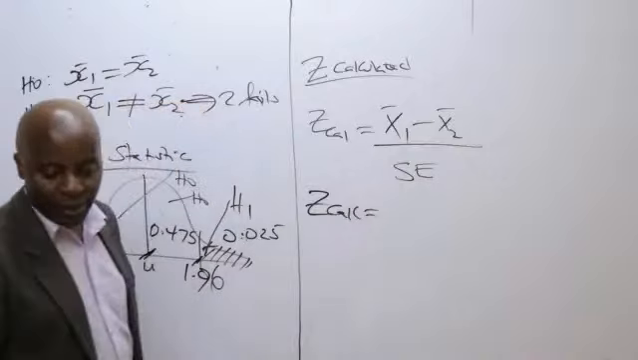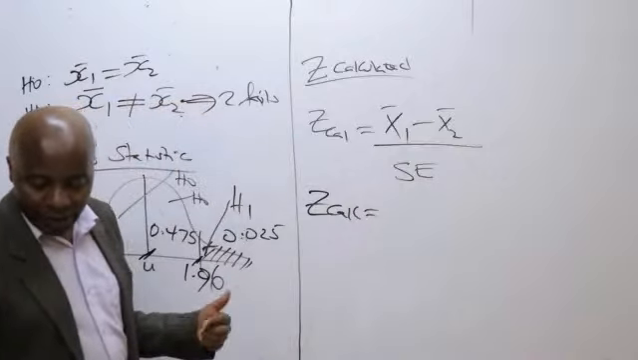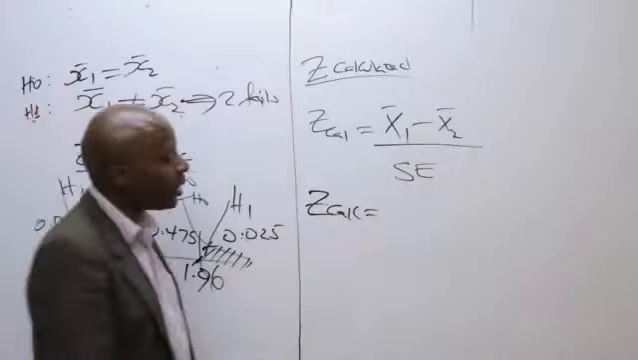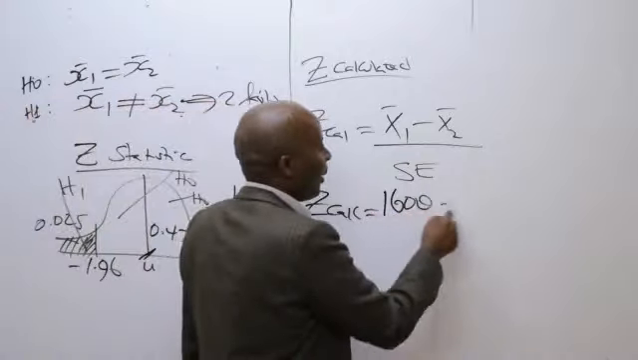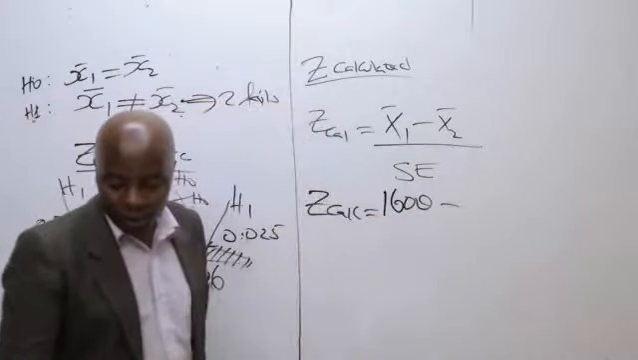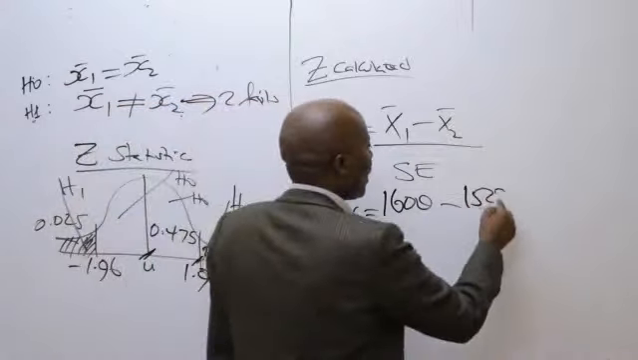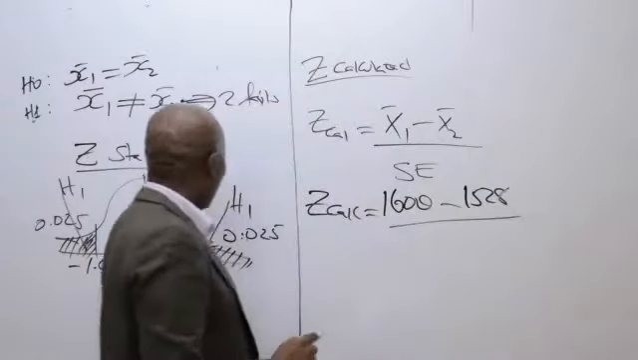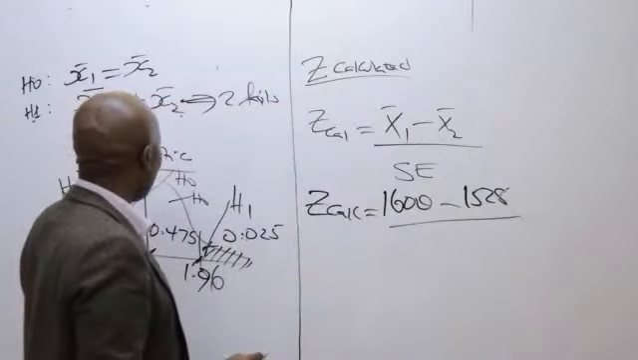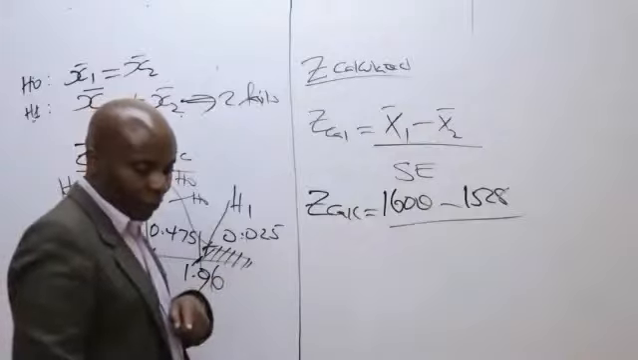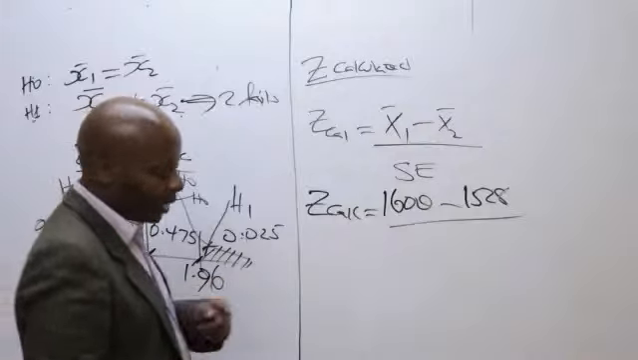X bar 1, the first mean they gave us there for X, is 1600. So I'll talk of 1600 minus X bar 2. X bar 2, what do we have there? 1528. So minus 1528 all over the standard error. The standard error, ladies and gentlemen, happens to be the figure that you gave me, 18.68.